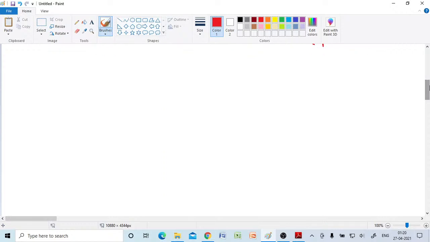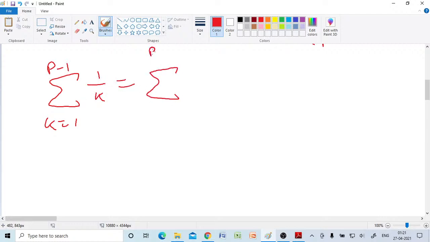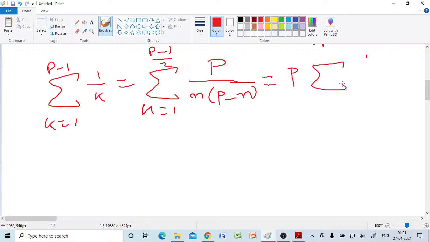So this thing turns out to be now basically nothing much. You can just plug out p, and this is n times p minus n.